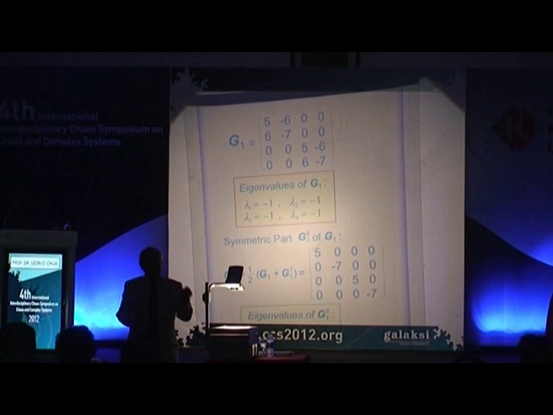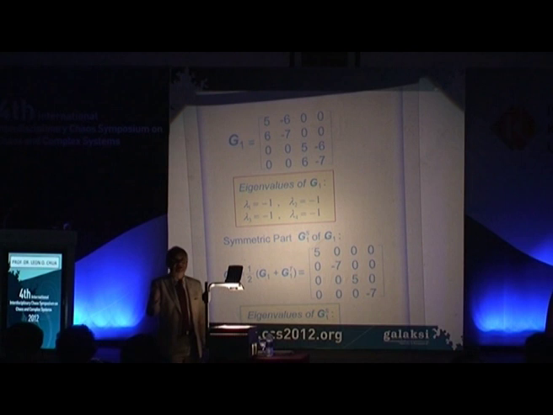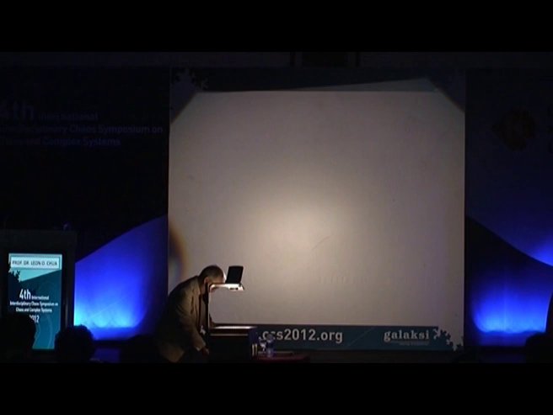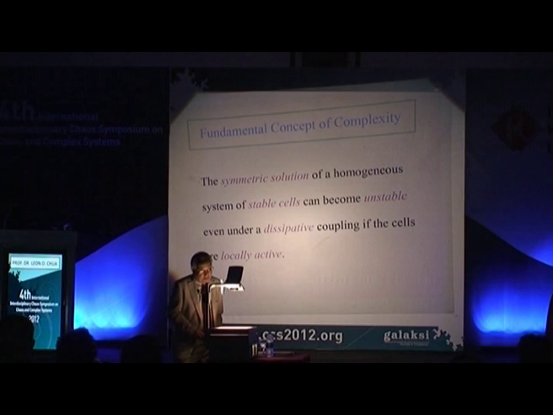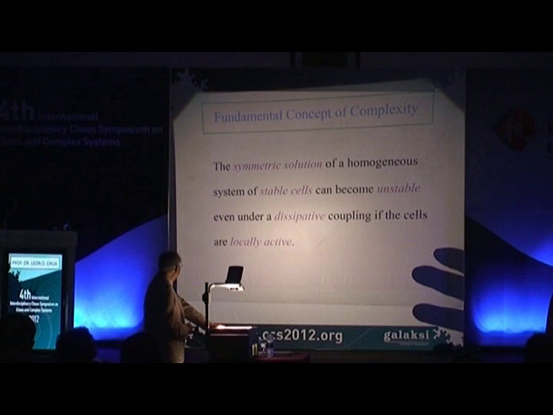It is not the eigenvalue of the function that most people thought was important. It is the eigenvalue of the symmetric part. And that is the secret, and that is the case of chaos. So to summarize, the fundamental concept of complexity is that the symmetric solution of a homogeneous system of stable cells can become unstable even under dissipative coupling if the cells are locally active.